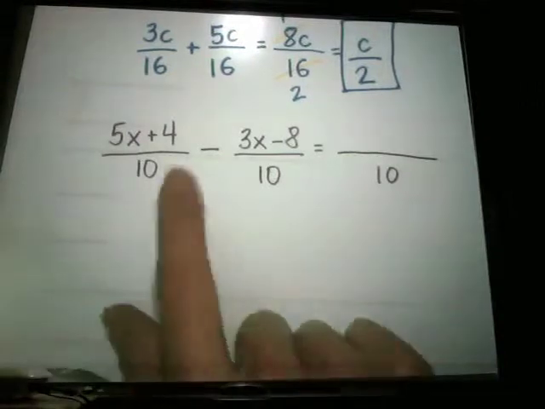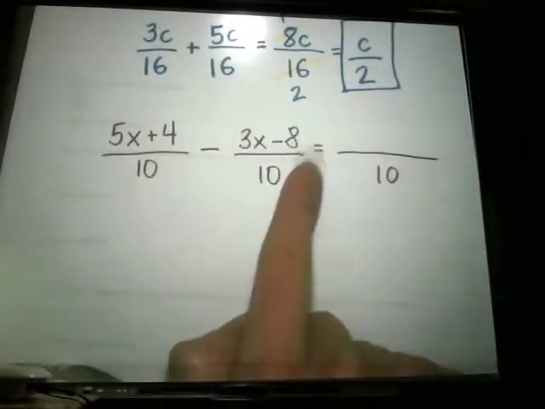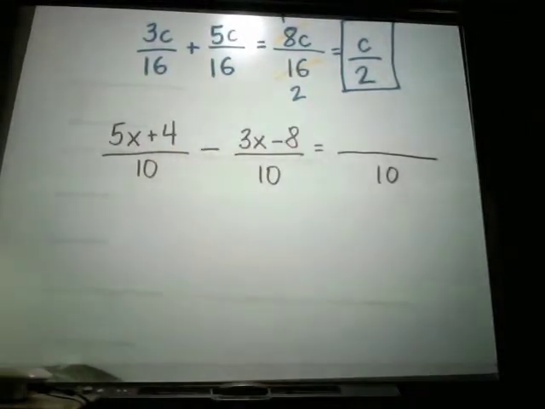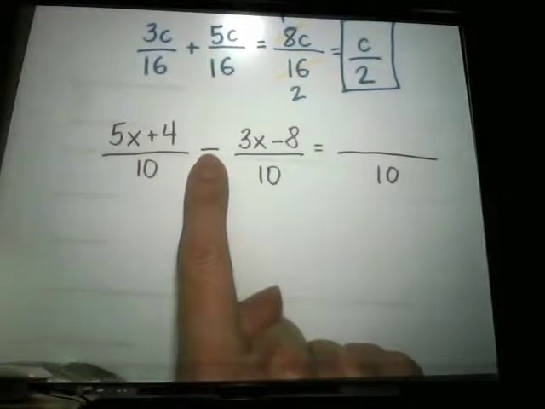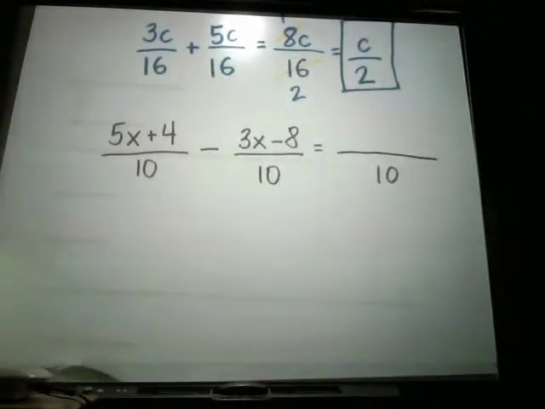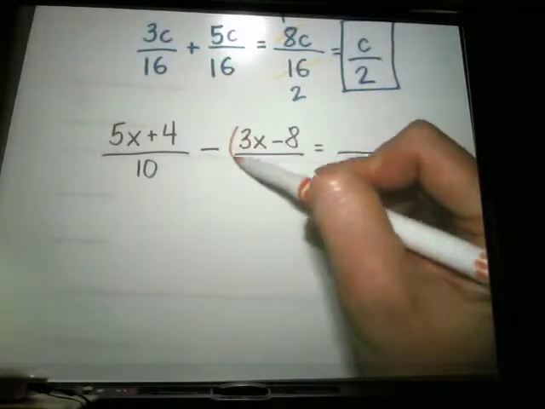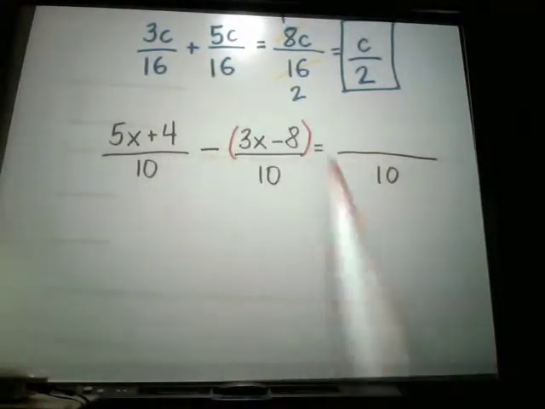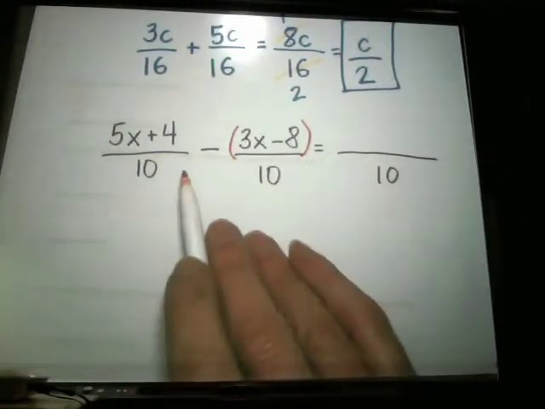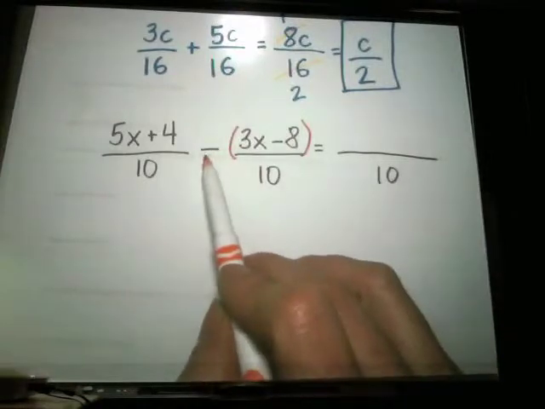Now, here's why this is trickier. Because this fraction, the numerator that we're going to be subtracting, is a binomial. So we have to be careful that this minus is minus the entire second numerator. So I'm going to suggest that it might be helpful for you to put parentheses around it because it's minus the whole thing. And then think about what we did when we added and subtracted polynomials back in chapter 4, I think it was. We said, when we're subtracting the second one, let's change it to adding the opposite.